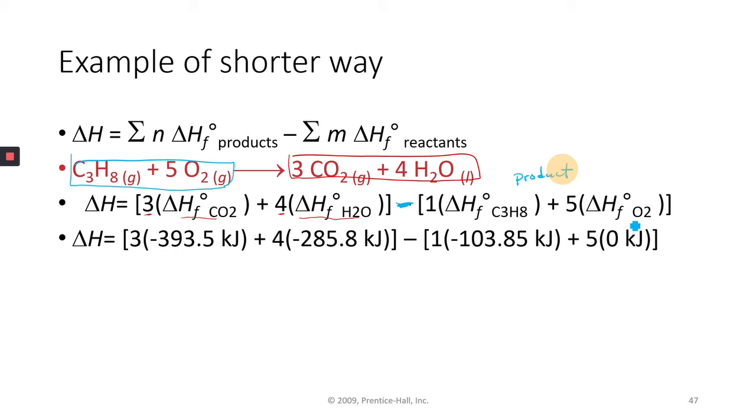You look in the data table that's in your book, or it's in the appendices of your book, and you could get the heat of formation for each of these values. So the heat of formation for carbon dioxide is negative kilojoules per mole. The heat of formation of water. And it's important that you look at the states that it's in, because liquid water has a different heat of formation than gaseous water. So you have to make sure when you're using the table you look up the right number.